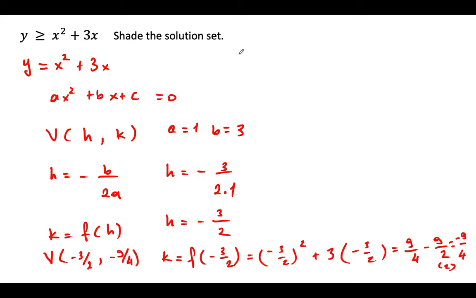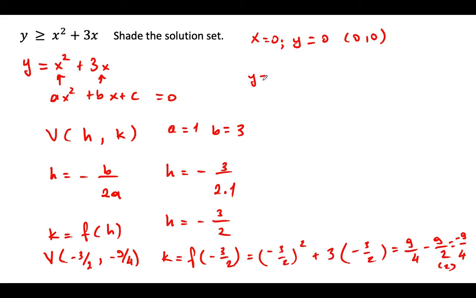And then we need the x and y intercepts. So when x is 0, let's see what y will be. So 0, directly 0. So 0 comma 0 is our x and y intercept. And it's clear that here when y is equal to 0, x is 0. When x is 0, y is 0.